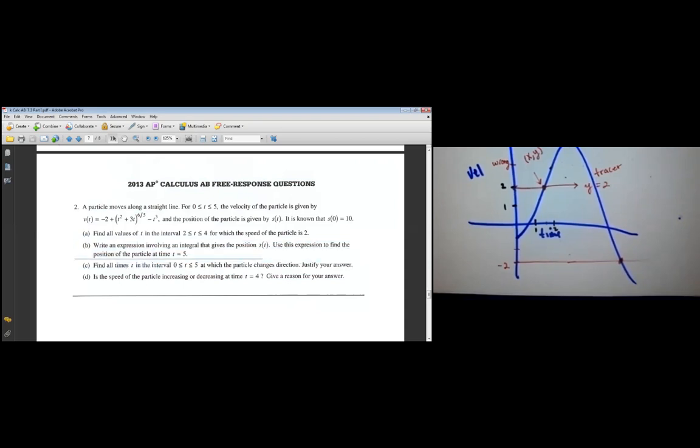Third one, where's the particle change directions? That's going to be our graph the velocity, find where it changes directions, locate the 0 or zeros. Last one, speed increasing or decreasing. That's where you find V of whatever and A of whatever, compare the symbols, go from there. Does anybody have any questions on the plan or on the calculator involving A, B, C, D?